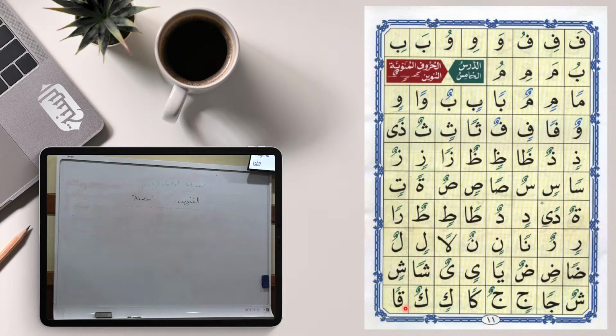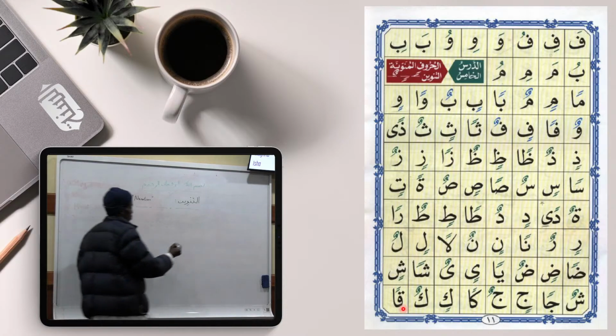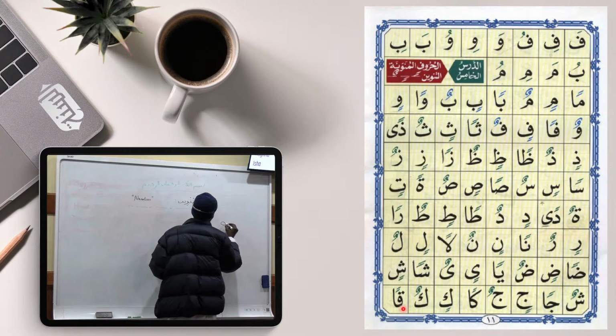Next 3, which are the last one on page 11 and the first 2 on page 12. Anyone who has not gone yet? Brothers on this side, who has not gone yet? Oh, you have not gone yet. Go ahead. Qaf fatatan qan. Qaf kasratan qin. Qaf dhammatan qun. Qan, qin, qun.